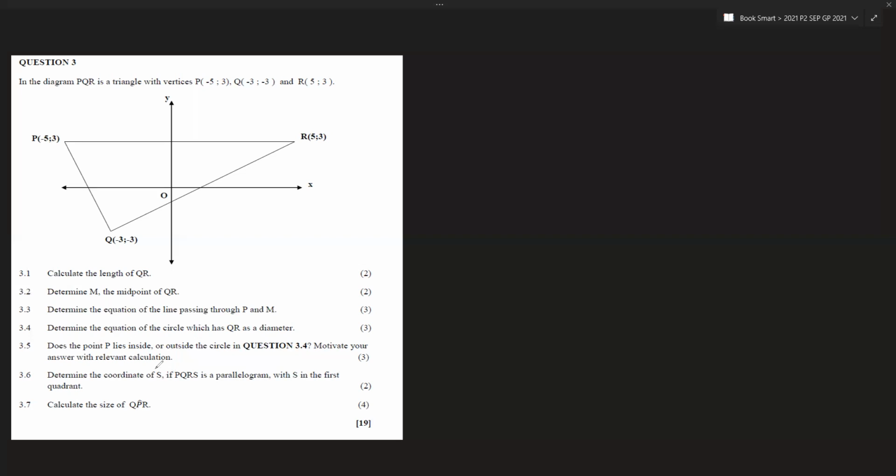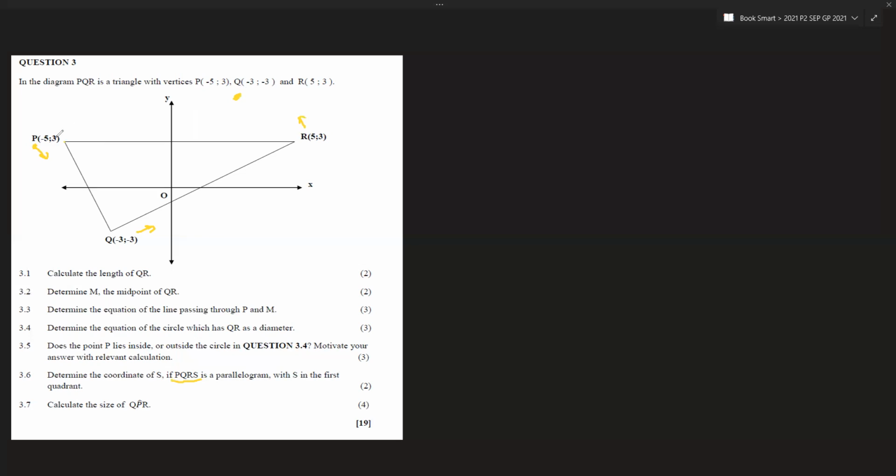So they say determine the coordinates of S, where P, Q, R, S is a parallelogram. I'll show you what this means, because you see S, you might be tempted to put it this side or that side, but I'll show you how to do it. This is how you're going to do it. PQRS is a parallelogram, so they mean you move from P, then go to Q, then from Q to R, and from R you have to go to S. Which means point S will be somewhere in that quadrant.